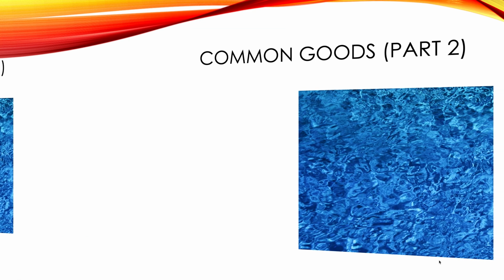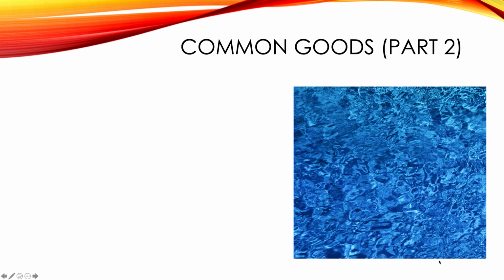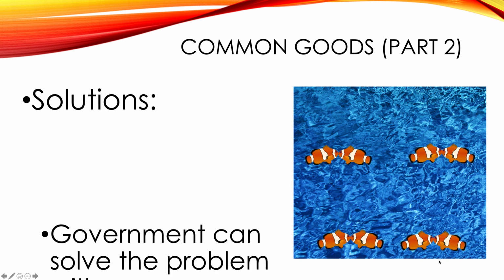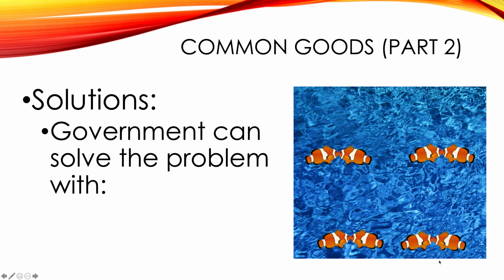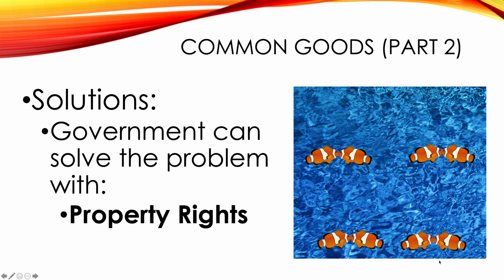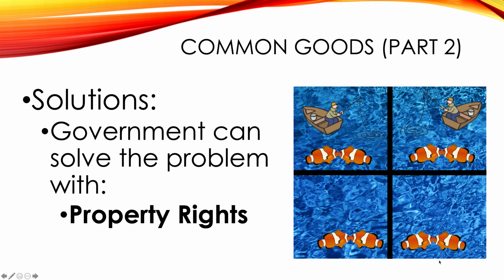So, how can the government actually fix this? Let's look at the same example again. We've got fish. There they are. There's our fishies. But the government can solve this problem. The first way they could do this is by creating property rights. They could divvy up this body of water like this. And they could say to this fisherman, you're only allowed to fish in your square. This fisherman's only allowed to fish in his square, this one, and this one. So there are legal limits on where you can do your fishing.